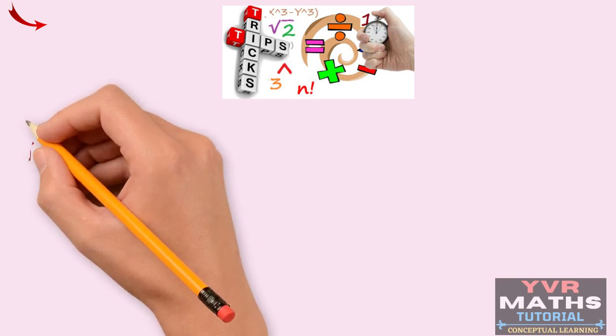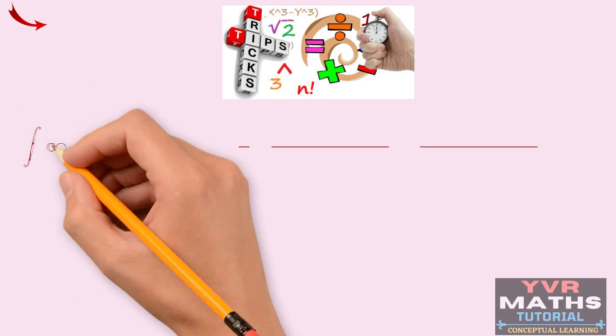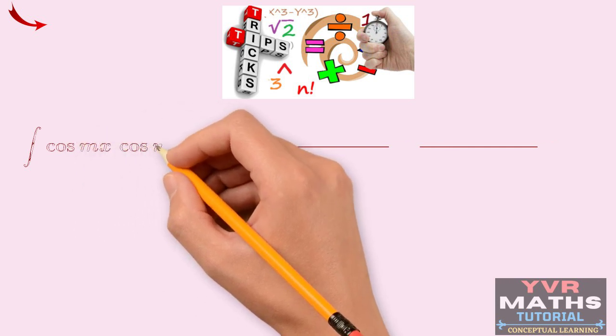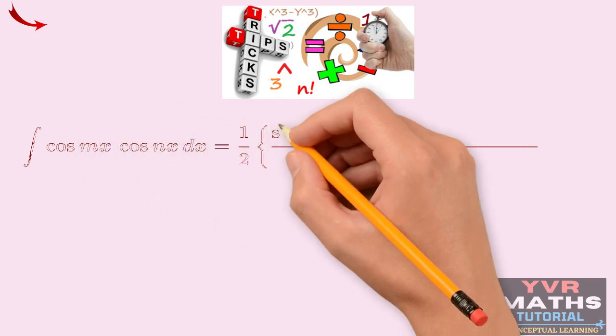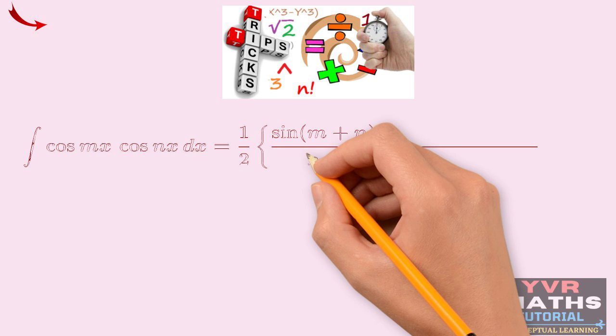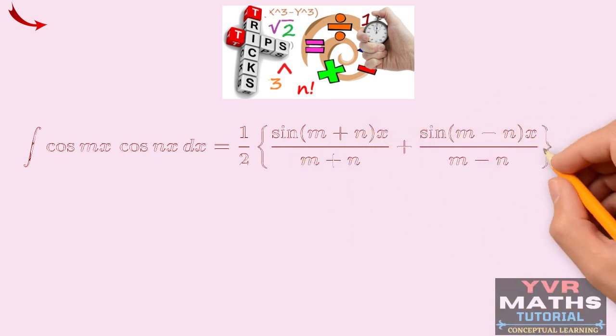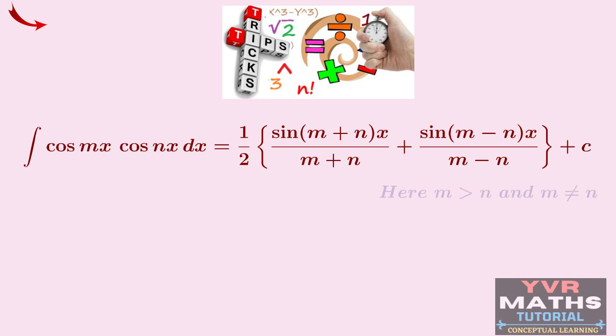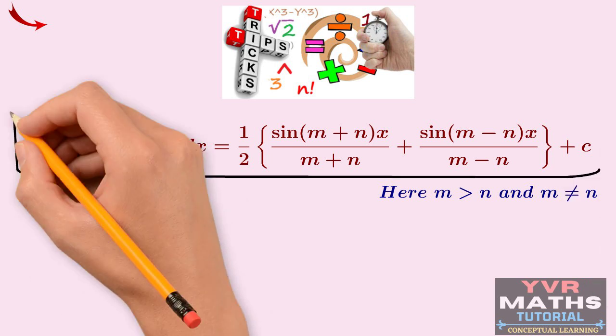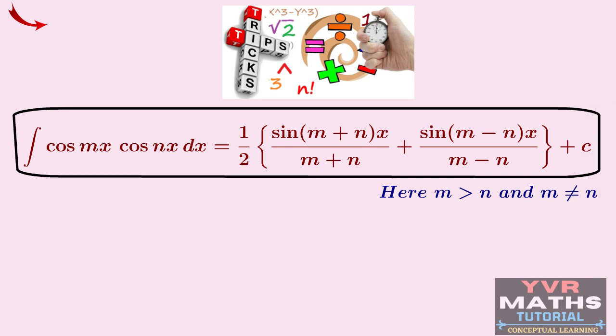Integral cos mx into cos nx dx is equal to half into sine of (m plus n)x by m plus n plus sine of (m minus n)x by m minus n plus c. So this is the formula to get the answer for the given integrand if it is in the form of integral cos mx into cos nx dx. If we apply this formula, you will get the answer within 5 seconds.